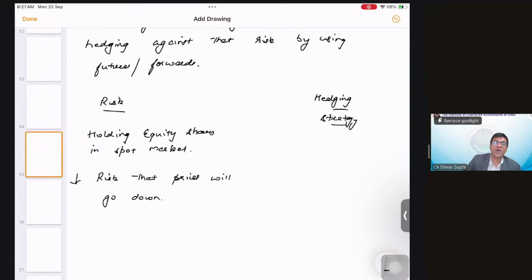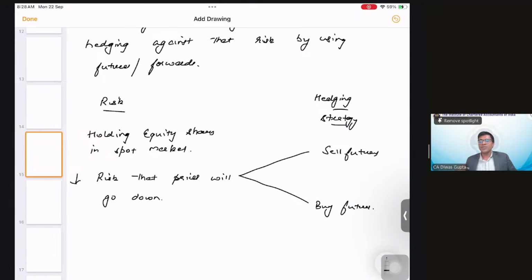Now you have to devise a strategy that in case the prices go down, you will gain from the futures. So what strategy will you devise? How will you make sure if the prices go down, you gain? There are only two ways, right? One is sell futures and the second one is buy futures. Now come on students, tell me, will you buy futures in this case or will you sell futures in this case?